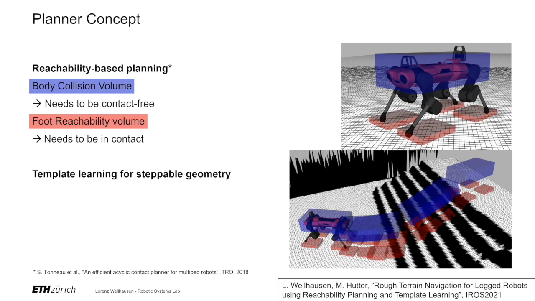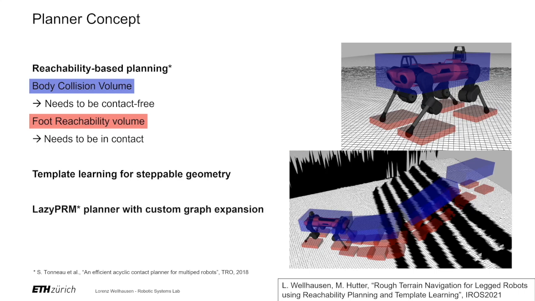We do a couple of things to make this actually work well in real life. One of those is we learn templates for what steppable geometry is, because in a very naive version, the feet could also be in contact with, let's say, a wall, and then the robot would do a Spider-Man walk up the wall, which of course is not possible in real life. So we learn what steppable geometry is.